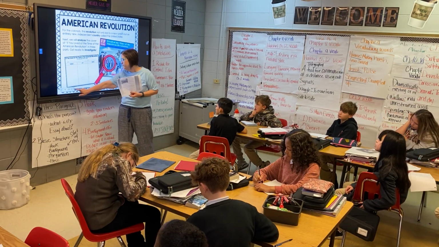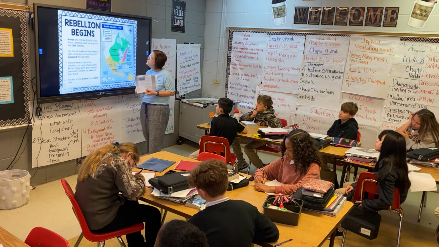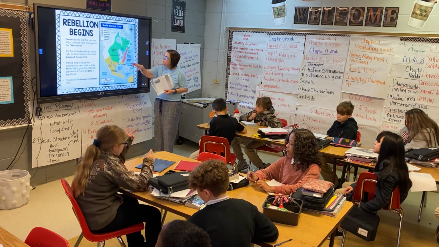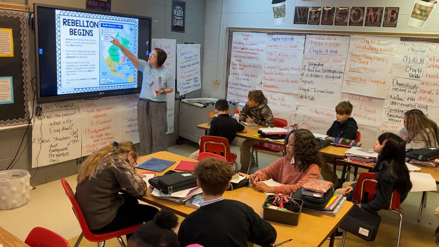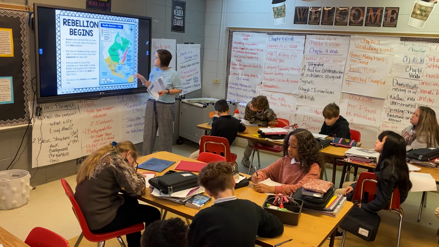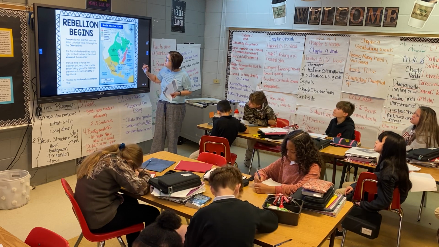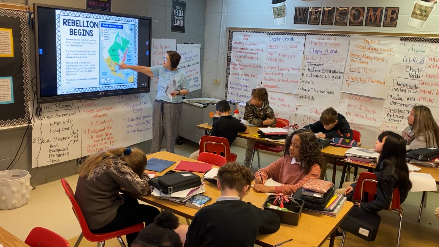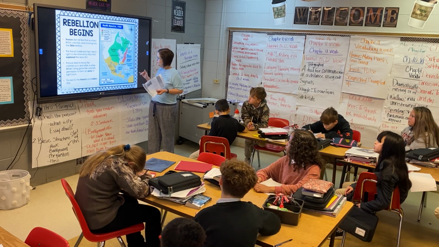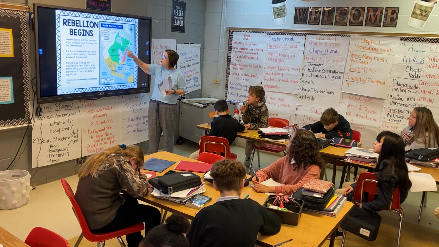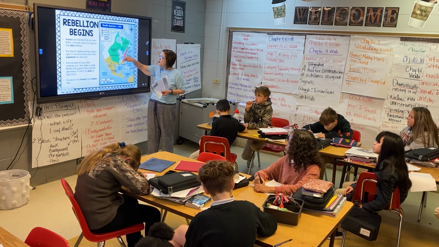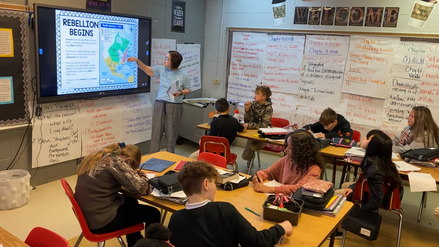All right, so rebellion begins. So here's our map. French lands is that green, right? So British is red. Spanish is yellow, mustard yellow. And then disputed or unclaimed by Europeans is the off-white colors.